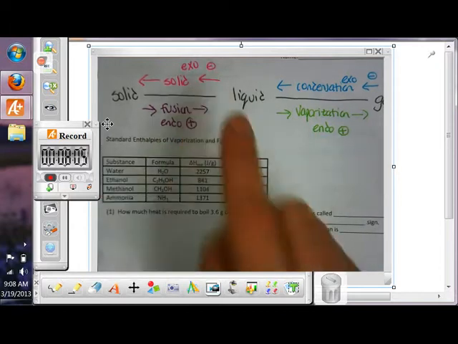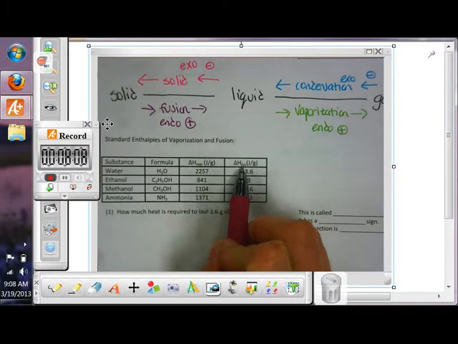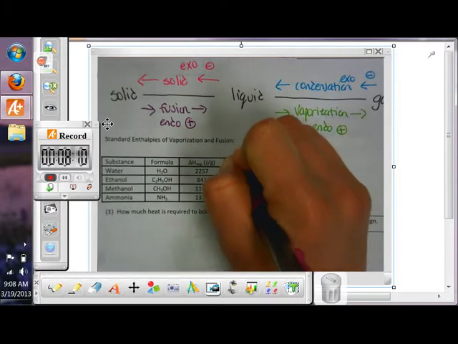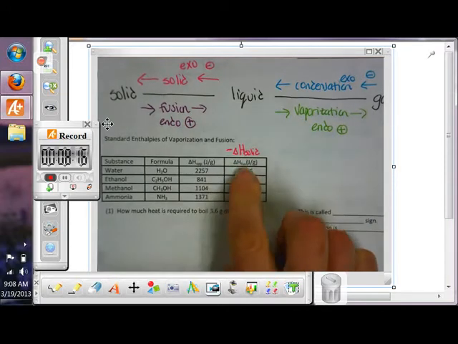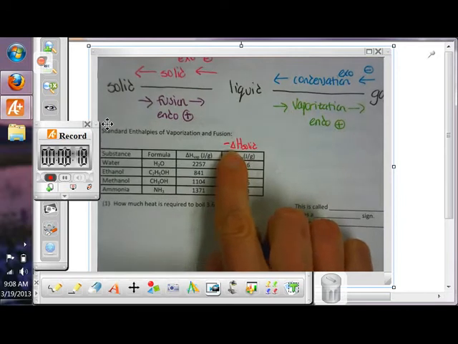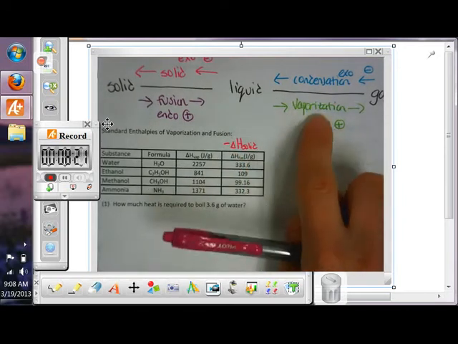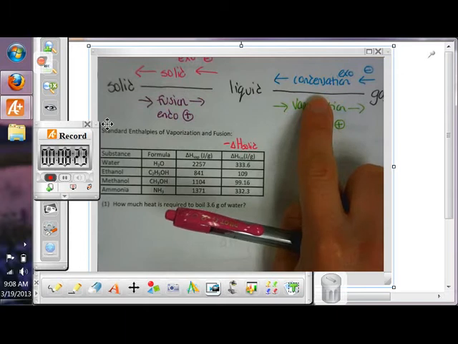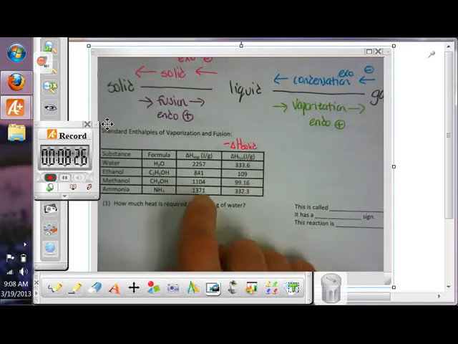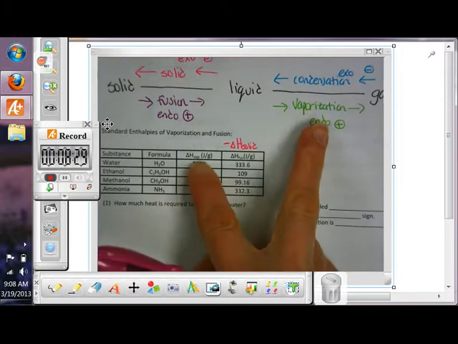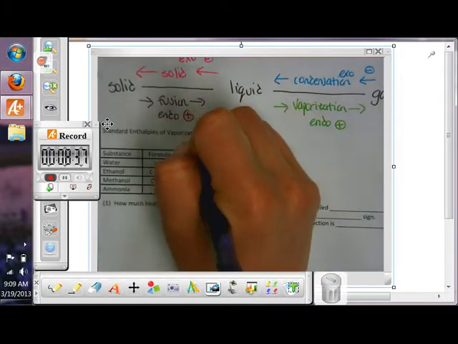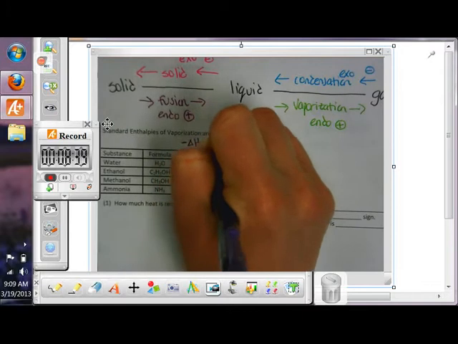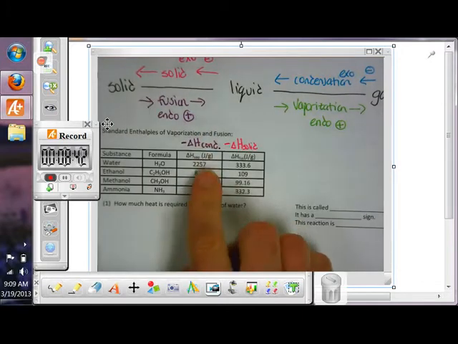That's negative. So the opposite of fusion is solid. So I'm going to say delta H solid, right above fusion, I'm going to put a negative in front of it. Okay, and then vaporization and condensation, they're opposites of one another. So notice I don't have condensation values, but I do have vaporization values. So condensation is just going to be the opposite of vaporization. So I'm going to write negative delta H COND for condensation above this guy.